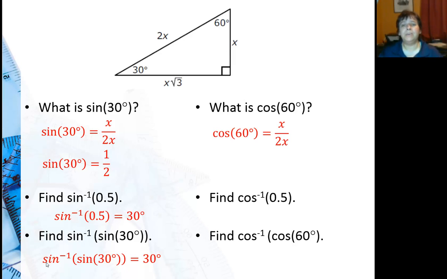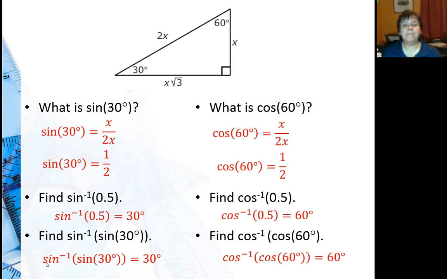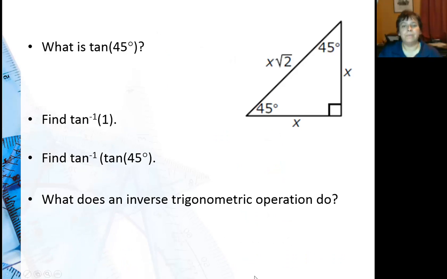Let's look at 60 degrees. Pretty much the same ratio. Cosine of 60 degrees is x over 2x, which is 1/2. If I put 0.5 in for inverse cosine, then I actually get 60 degrees back out. And the same thing, if I do inverse cosine of cosine of 60, I get 60. And the main thing I'm trying to show you down here is that these two operations undo each other.